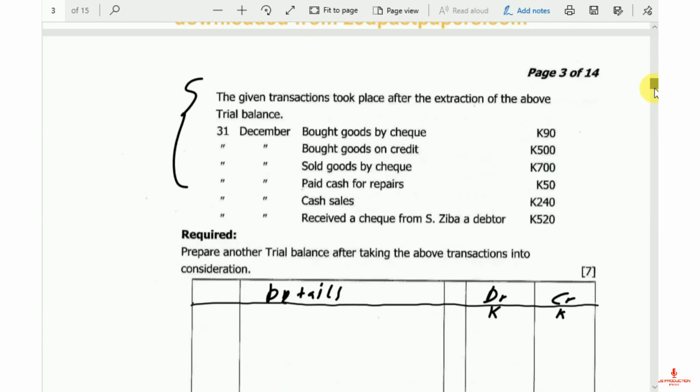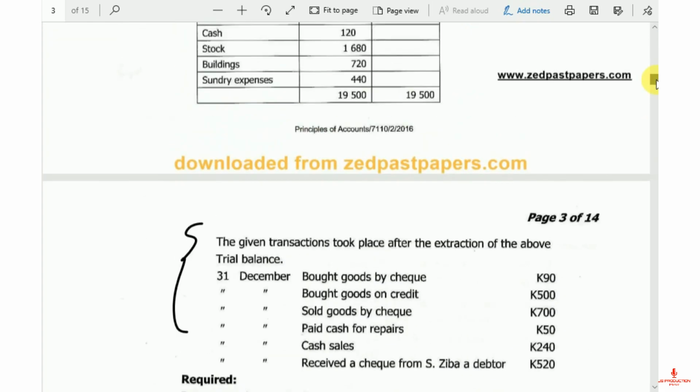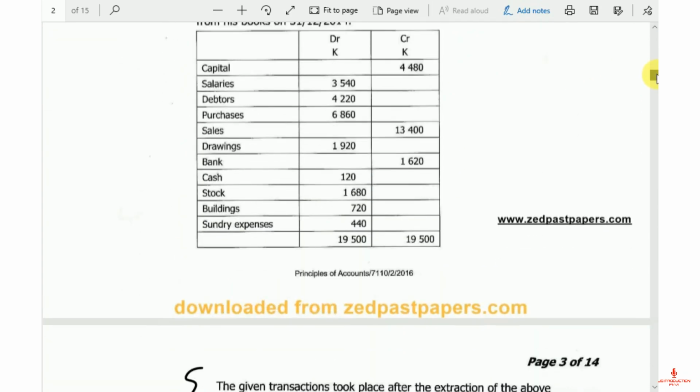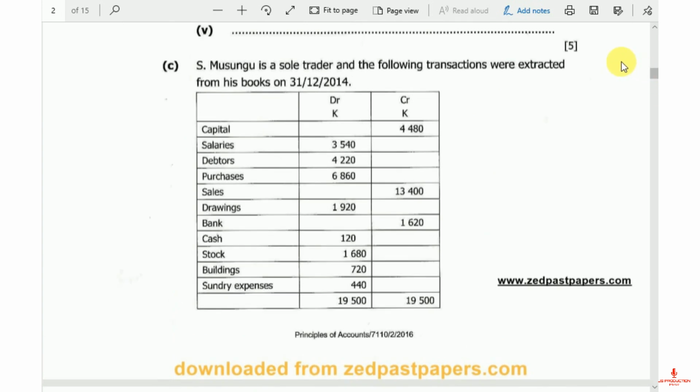So as you can see, we have recorded everything that took place on 31st December. So we can start by writing down the updated trial balance. But before we do that, let us just write down our balance breakdown. So for purchases, we had calculated 7,450, and this had a debit balance.